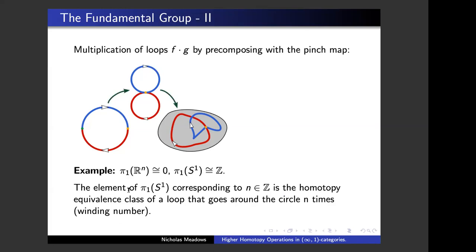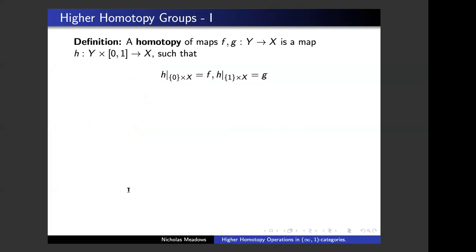And the element of pi 1 of S^1 corresponding to n in Z is the homotopy equivalence class of a loop that goes around the circle n times. And of course, if n is positive, we think of it as going in the opposite direction as if n was negative. More precisely, a homotopy of maps, all maps are continuous because we're dealing with topology here, of maps f, g from Y to X is a map h from Y times the unit interval to X such that h restricted to Y times 0 is f, h restricted to Y times 1 is g.